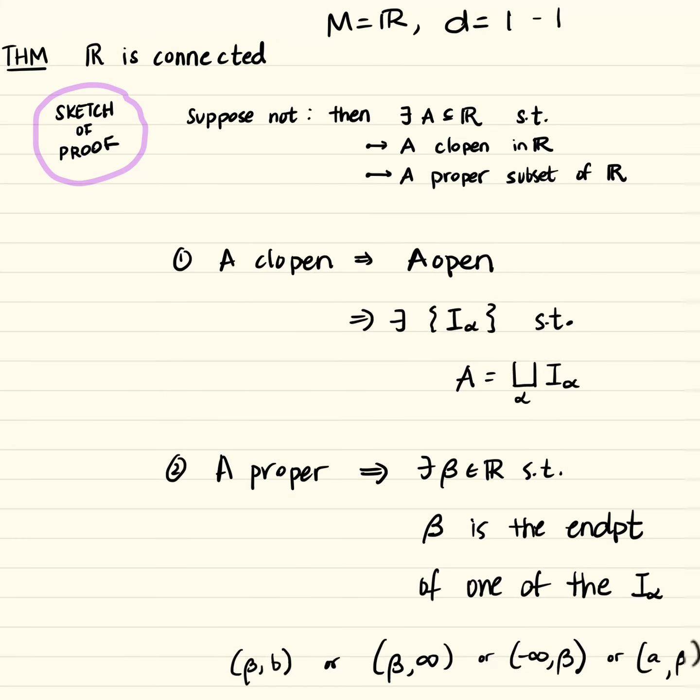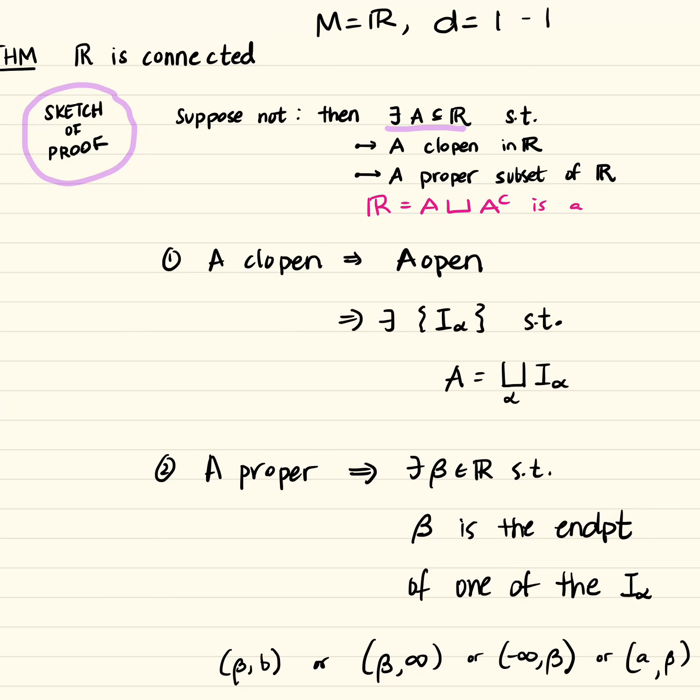If R isn't connected, then that means that there is some subset A that is clopen and proper, right? So now, once we set this up, this means, of course, that R equals A disjoint union A complement is a disconnection. Or sorry, it's a separation. Getting my terms confused. I sound like Oprah Winfrey. Is a separation. Yeah?